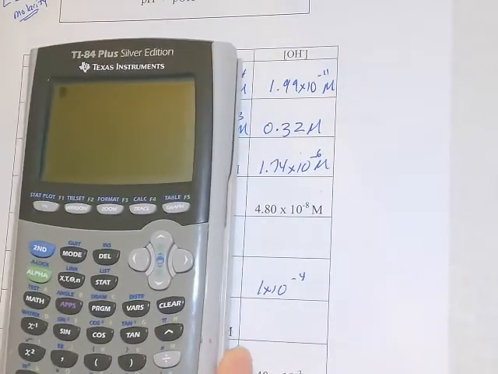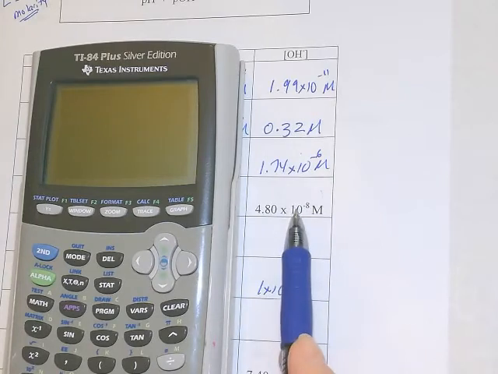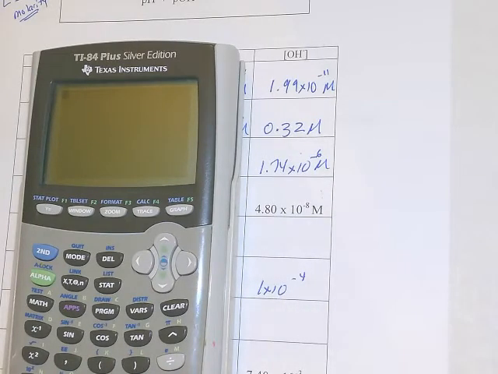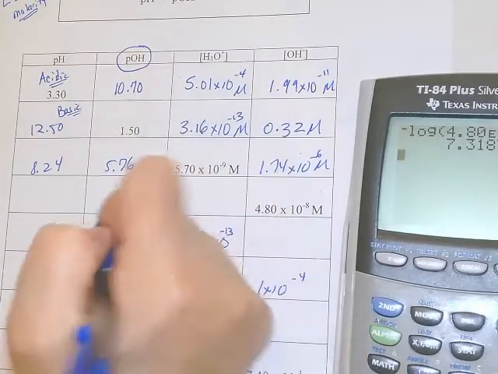All right, so if this is the hydroxide ion concentration, then the negative log of it will be my pOH. I messed you up there. That's my hydroxide ion concentration. So the negative log of 4.80 times 10 to the negative 8 will give you your pOH of 7.32.